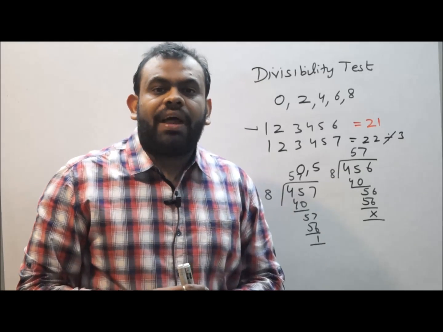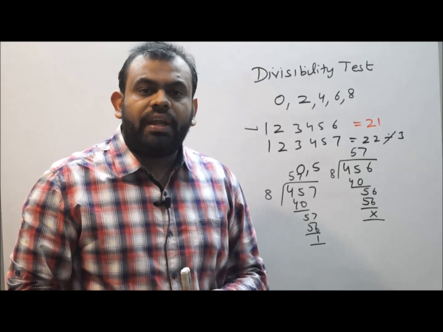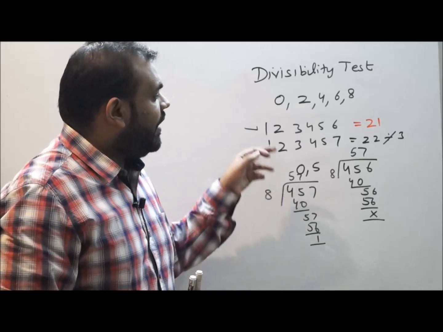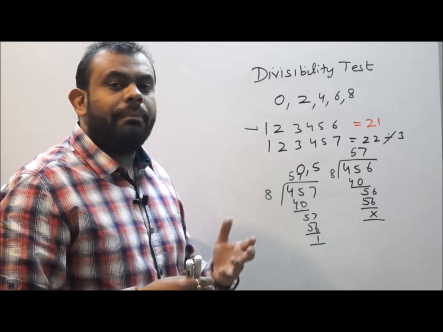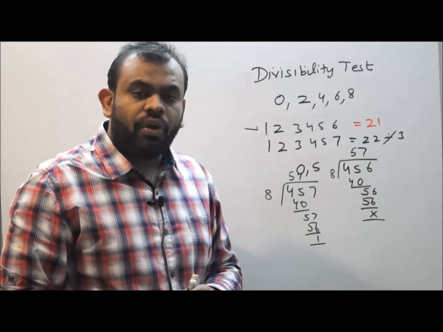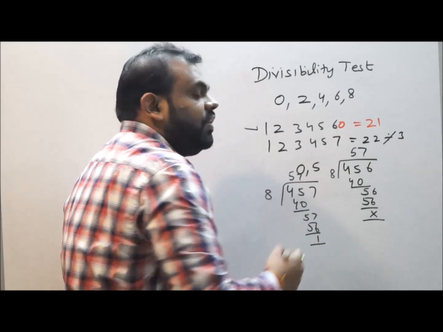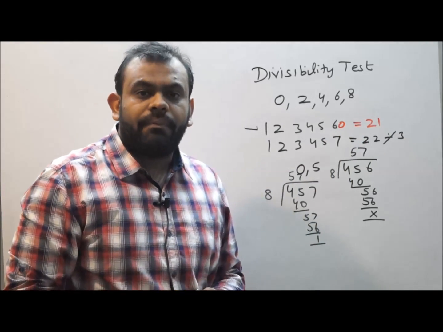Moving on to the next, that is the divisibility test of 10. A number which is ending with 0 is divisible by 10. If I see both of my examples, none of my examples are ending with 0. Hence, the numbers are not divisible by 10. If I put a 0 at the back of either of the examples, my number becomes divisible by 10.